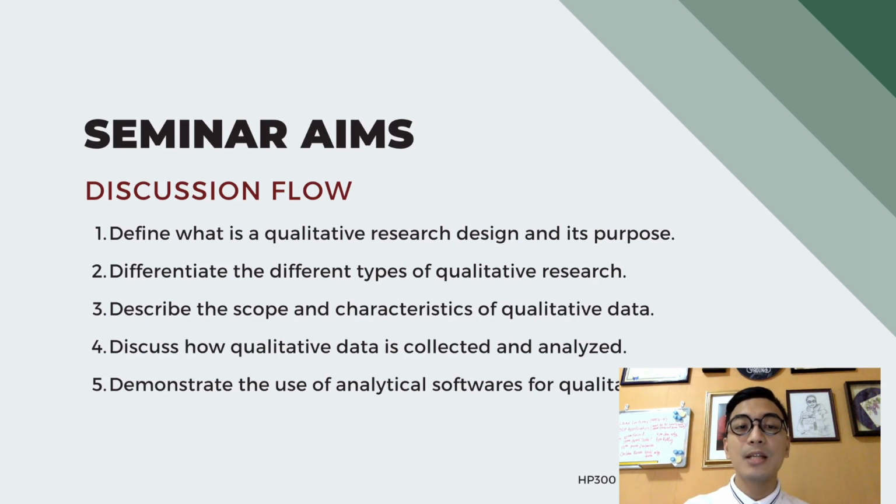The seminar aims are as follows. First is to define what is a qualitative research design and its purpose. The second aim is to differentiate the different types of qualitative research. The third one is to describe the scope and characteristics of qualitative datasets. The fourth one is to discuss how qualitative data is collected and analyzed. And lastly, I'm going to show you how to use analytical software such as ATLAS.ti for qualitative data analysis.